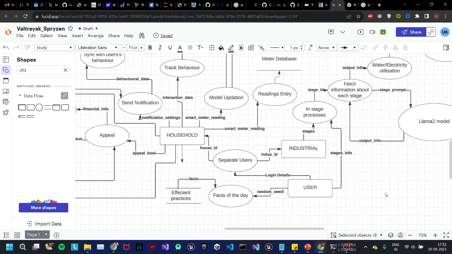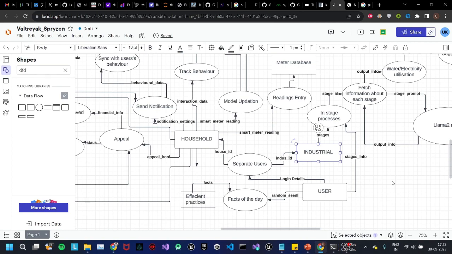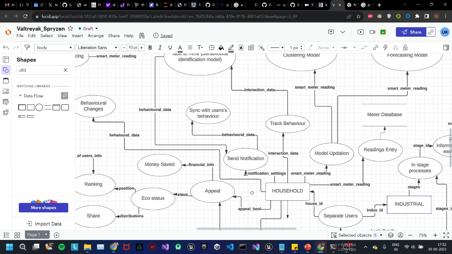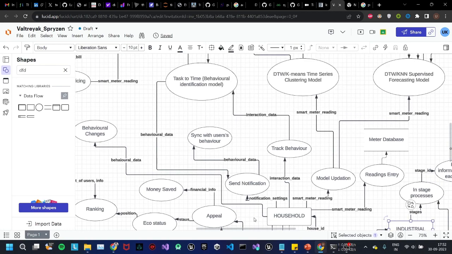Now let's get a better understanding with the user DFD diagram. Over here the user will be segregated into two parts, household and industrial. Let's talk about all the specific activities for household. Over here we're going to focus on the appeal part, where we tell about the eco status, ranking, and the sharing ways. And sending notification would be about syncing with the users' behavior and then sending those notifications to get the users' feedback.